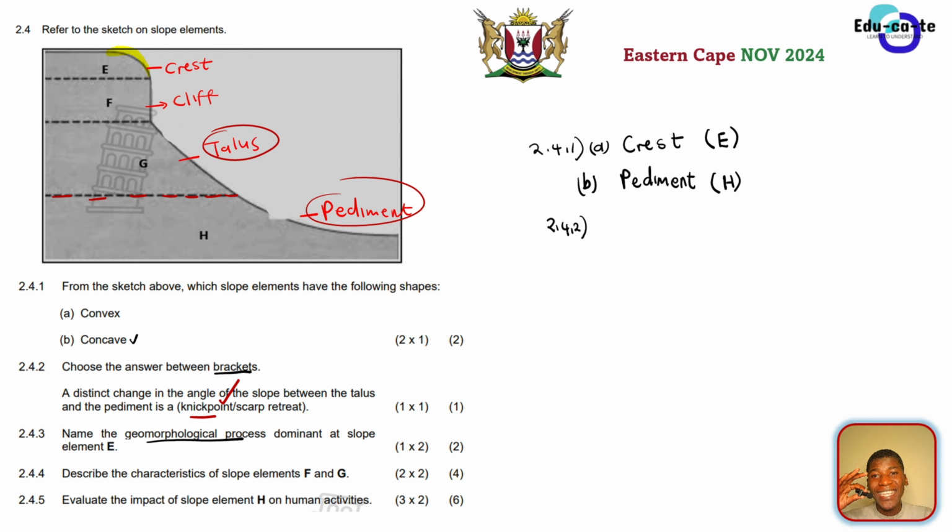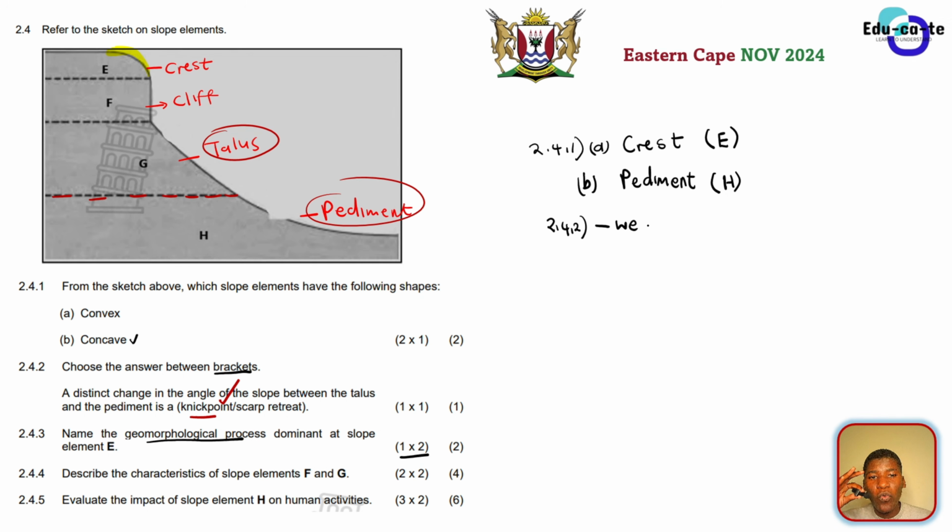All right, the crest, the main process that is occurring there is weathering. That is the main geomorphological process. It is weathering as well as soil creep. So those two are the main processes. And here they say 1 times 2, so maybe it's probably one process for 2 marks, but I just mentioned the 2 of them.